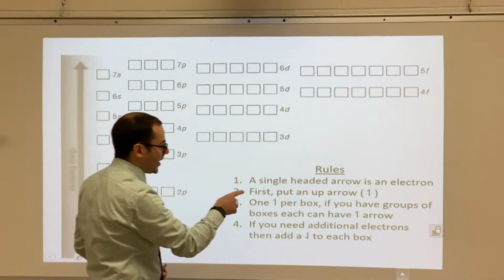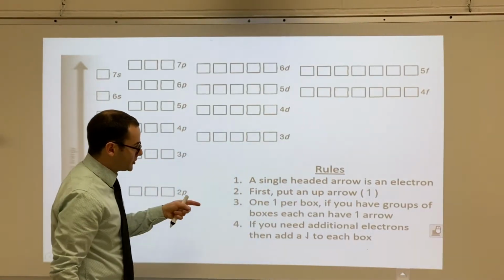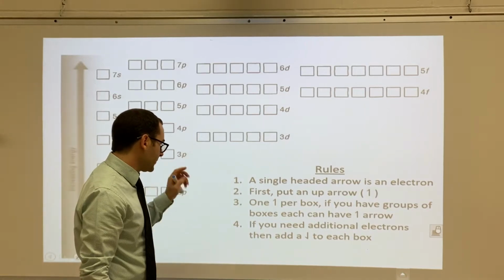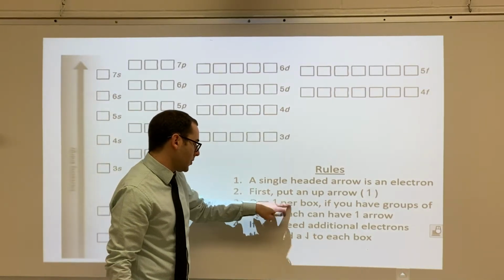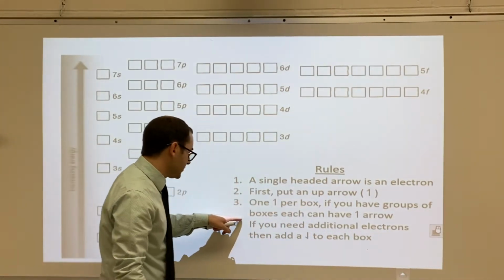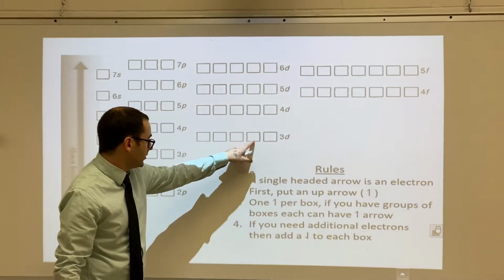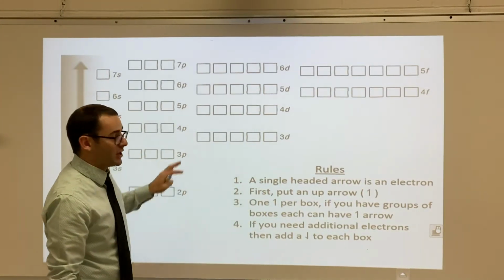A single-headed arrow is an electron. First, you put an up arrow, all right? One up arrow per box. If you have groups of boxes, each can have one, all right? And then you'll start doubling them up.